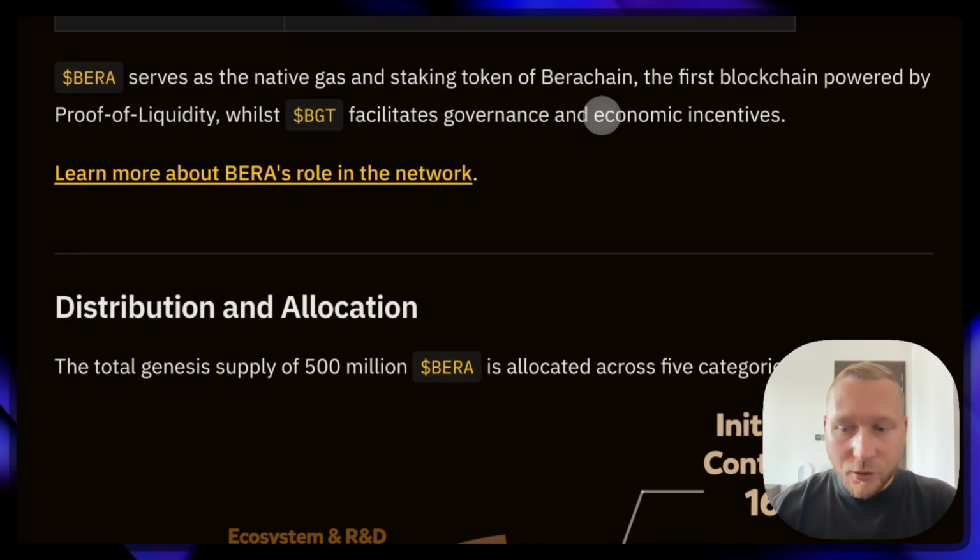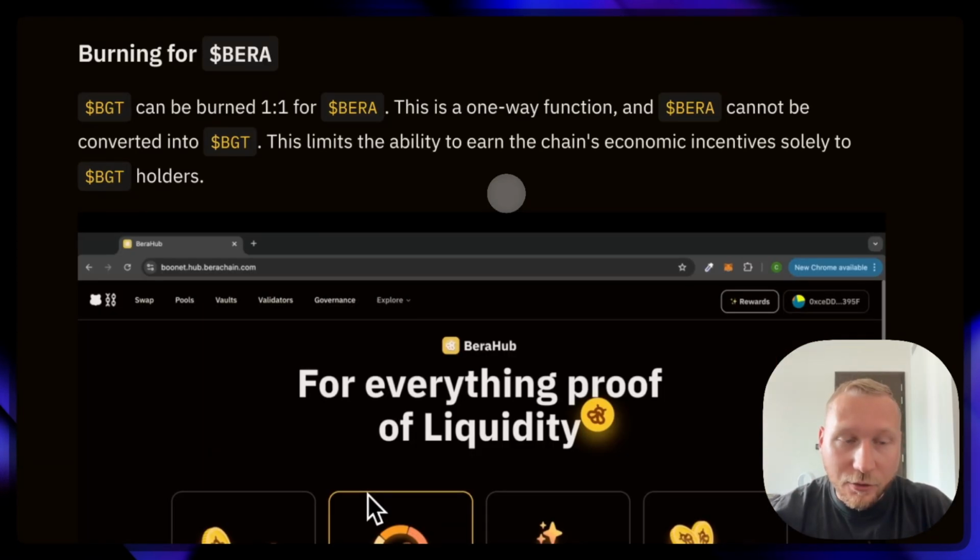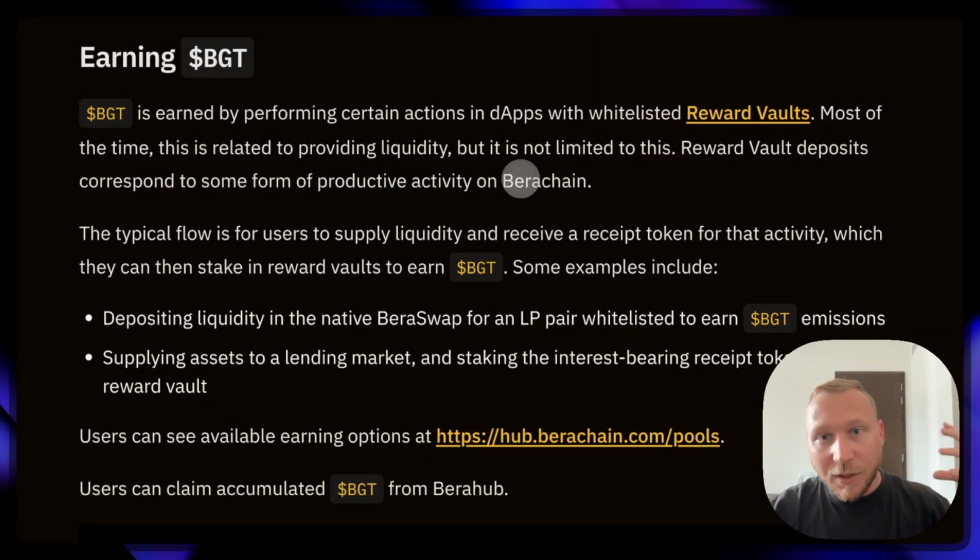BGT is a rewards token and can also be used to earn BGT by delegating it to a validator and boosting their emissions. Probably the most important thing to note about BGT is that it can be burned one-to-one for Bera, which is a one-way function, and Bera cannot be converted back into BGT. BGT rewards claims, governance activities, and the burning for Bera tokens can all be done on the Bera Hub.